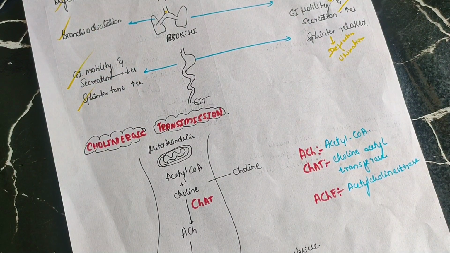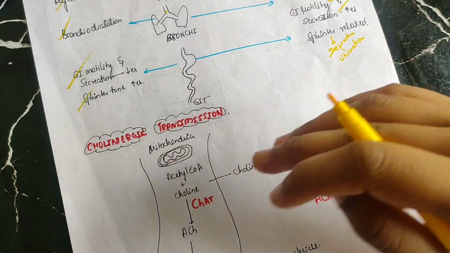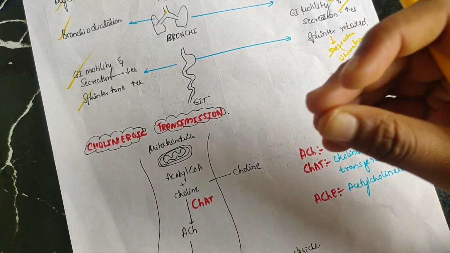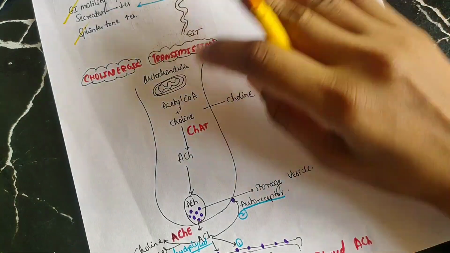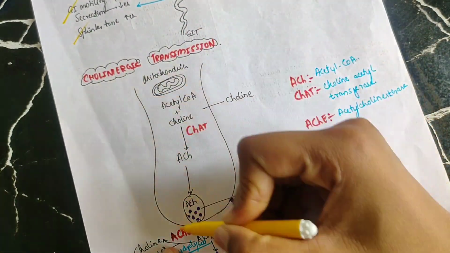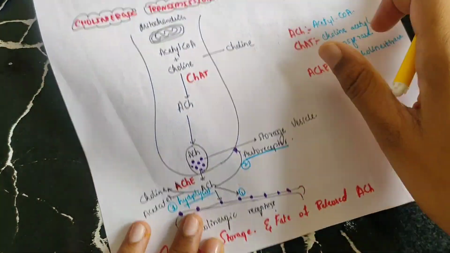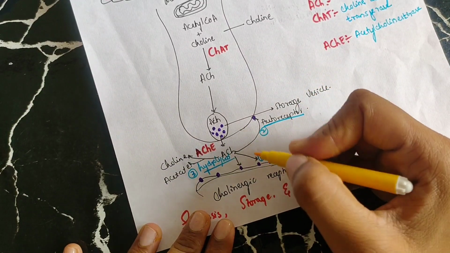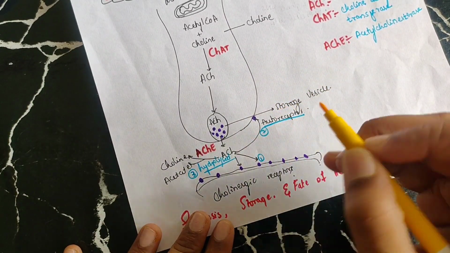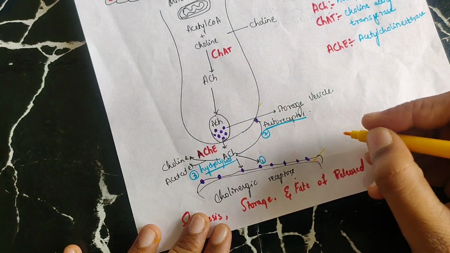Now we will see the cholinergic transmission: how acetylcholine is synthesized, stored, and then released into the neuromuscular junction. This is a nerve ending. You can think of this as a neuromuscular junction, or better, a synapse between two neurons. This is one neuron, and this is also a neuron. Between the two neurons is the synapse. This is the presynaptic membrane. This is the postsynaptic membrane.